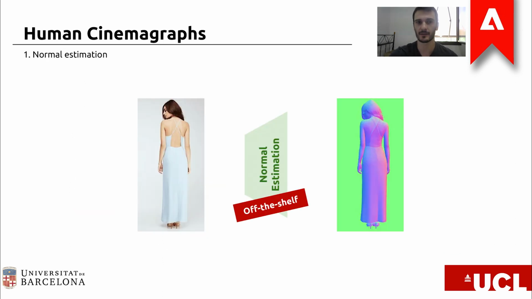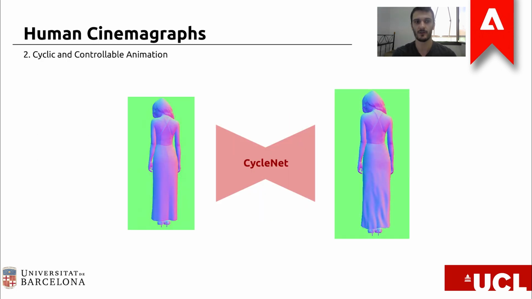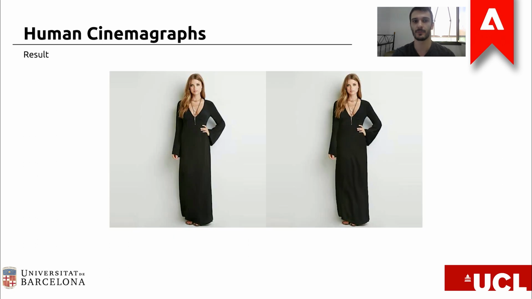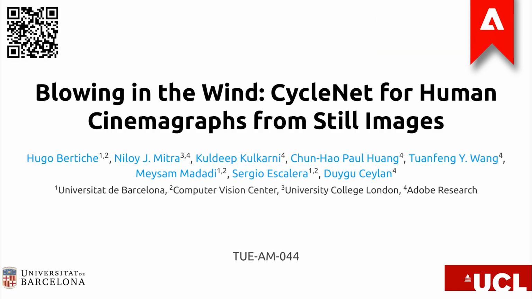First, we apply an off-the-shelf solution for normal estimation. Then, for cyclic and controllable animation, we developed a novel neural network architecture for generation of looped videos, CycleNet. Finally, we synthesize the normal video back to RGB. This is one example result obtained using our methodology. Now we will see further detail on the approach.